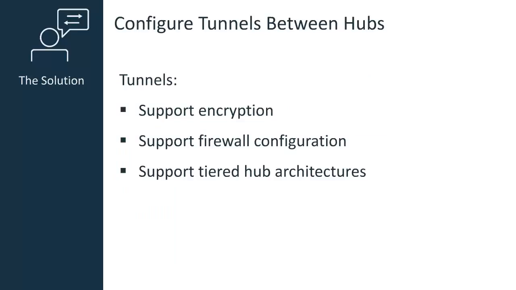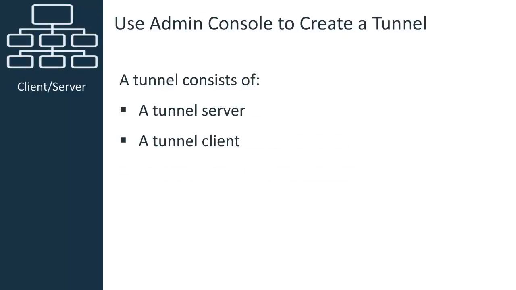You can resolve these issues by using tunnels. Using tunnels between hubs is a best practice. Tunnels allow you to create a secure, encrypted connection between the hubs in your network. If your hubs are separated by a firewall, you can use tunnels to specify the ports the hubs can use. And you can define the logical hierarchy the hubs use to communicate with each other. A hub can have many tunnel clients, but only one tunnel server.